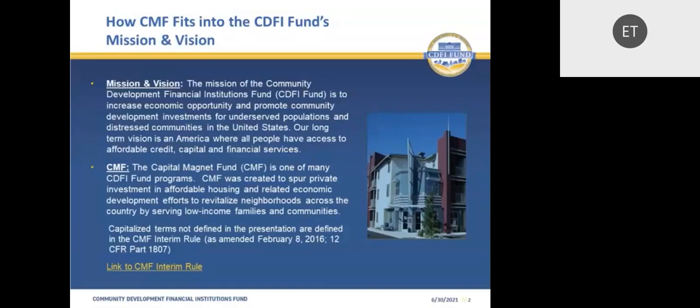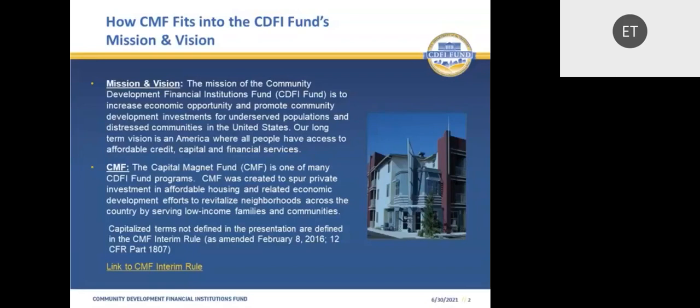So the CMF is administered by the CDFI Fund. The CDFI Fund's mission and vision is to increase economic opportunity and promote community development investments for underserved populations and distressed communities in the United States. Our vision is an America where all people have access to affordable credit, capital, and financial services.